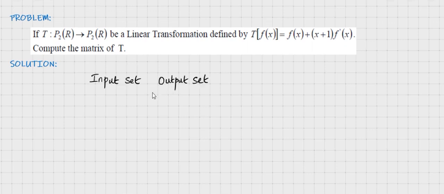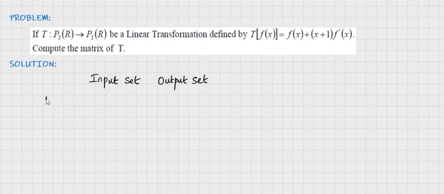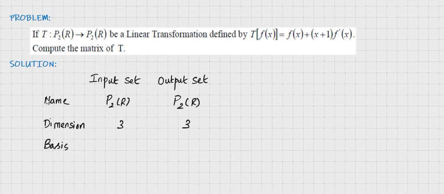Here the discussion is only about the input set and the output set. We have to extract the data initially. What is the name of the input set and output set? The input set here is P2 of R, and the output set is also P2 of R. Now what is the dimension? We must know these things before getting into the problem. The dimension is 3, and for both, the basis is 1, x, x square.